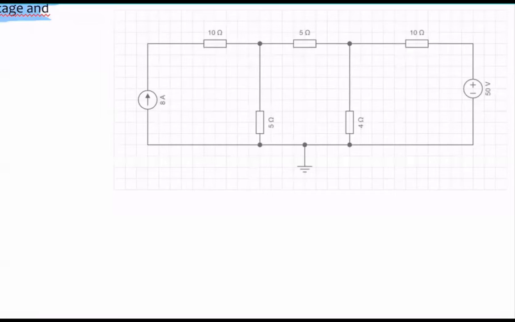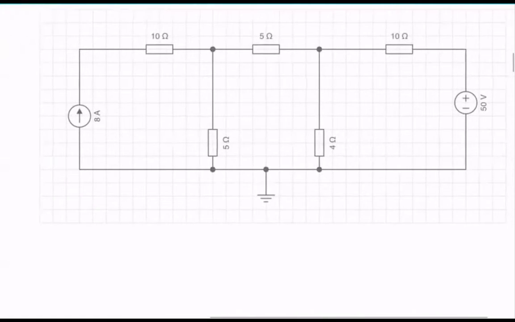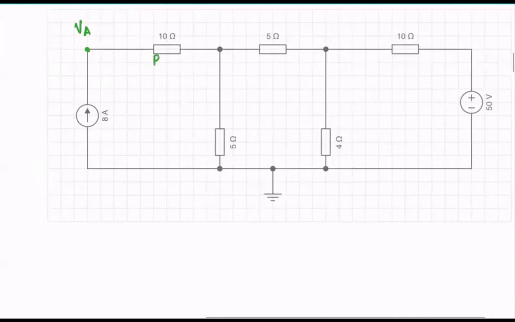We have the circuit right in front of us. So the first step was to identify the nodes, okay? This is one node right here. I'm going to label it as VA. This connects the current source, 8 amps, and the resistor R1, okay?